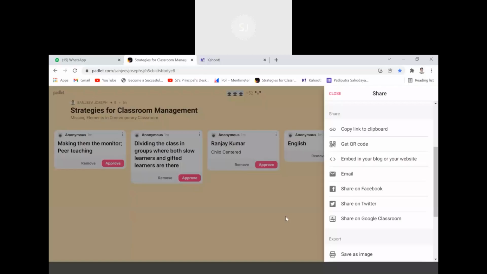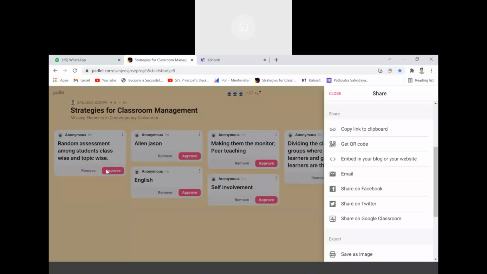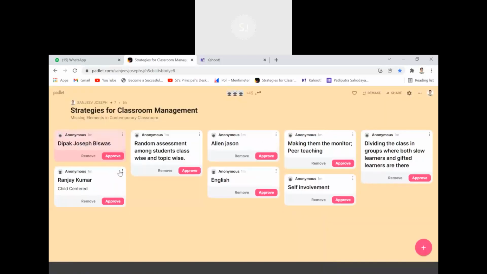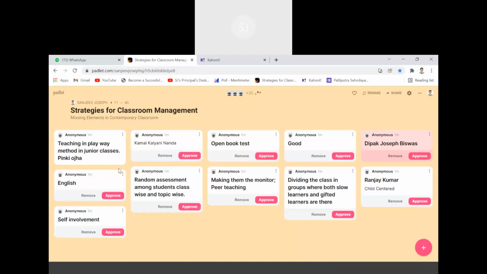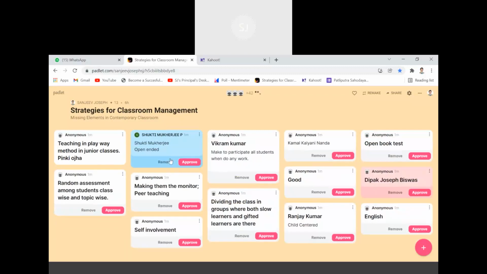And I'm going to share the screen of the results now. Those who are not able to do that, don't worry. You can put it in the chat box as well. Okay, so you all can see now a few of the strategies. Someone named Anonymous says teaching in play way method in junior classes. I think the name is written Pinky Ocha, ma'am. So thank you, ma'am. A good strategy.